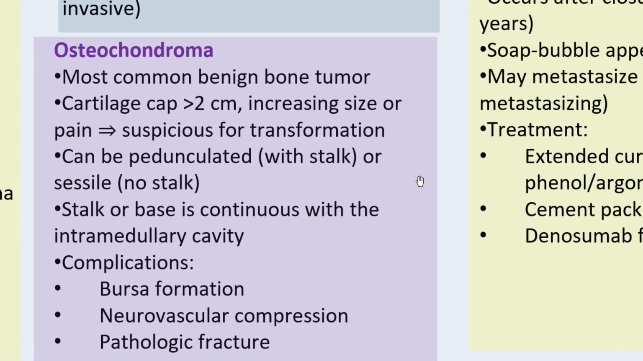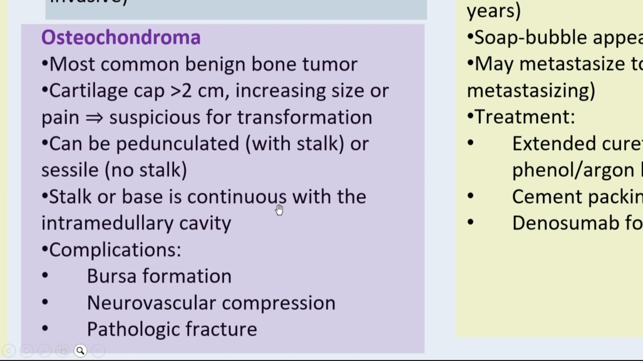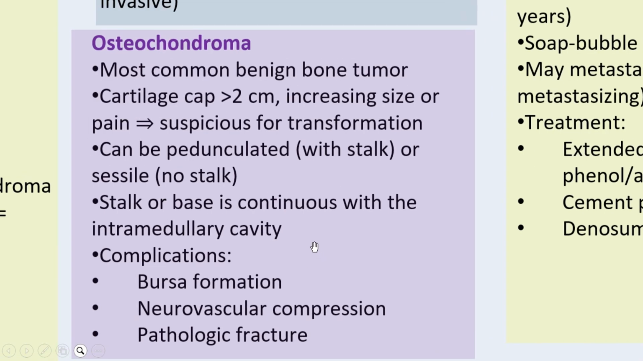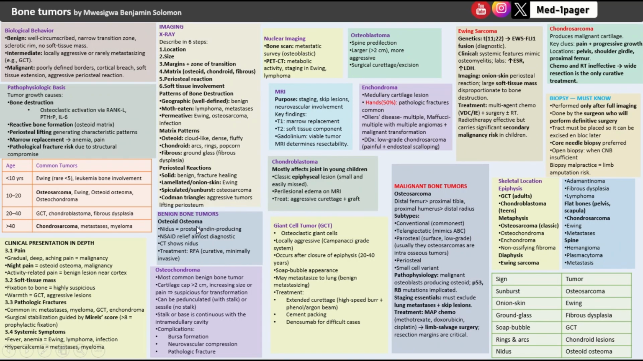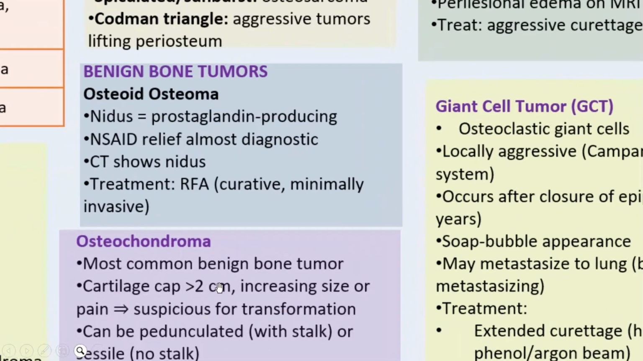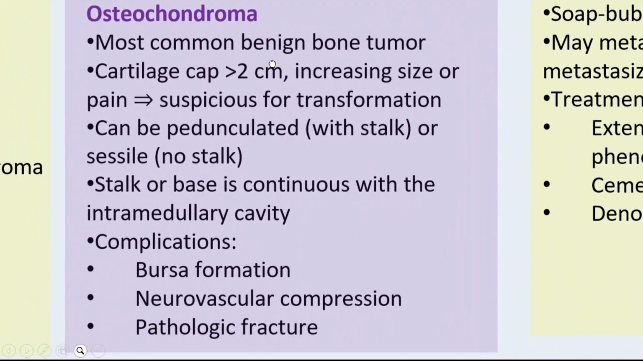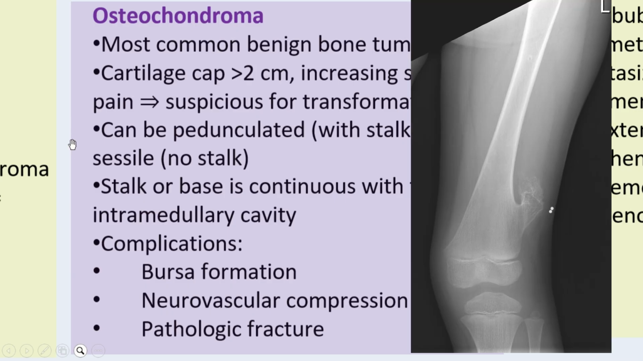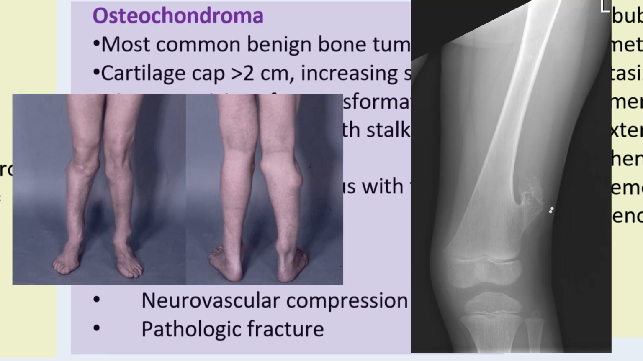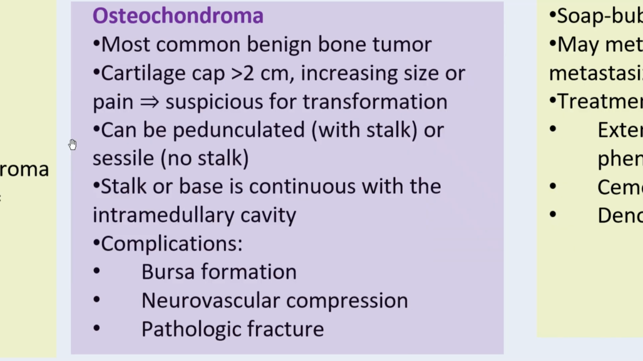Then we have the osteochondroma. This one's the most common benign tumor. The important thing is that it is covered with a cartilage cap. And when that cartilage cap is greater than 2 centimeters, most of the time we have suspicion that this could be a malignancy. But what happens is that we have increasing size or pain, and this osteochondroma can be what we call pedunculated, where it has a stalk attaching it to the bone, or it's sessile with no stalk.